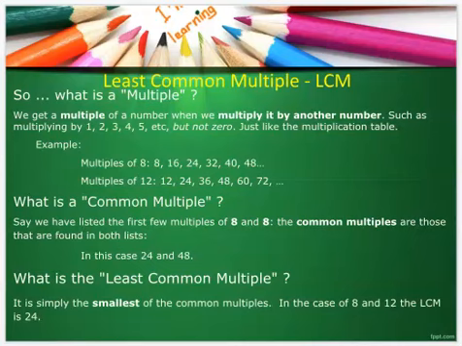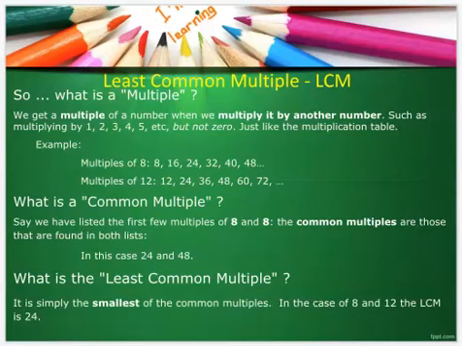Least common multiple, or the LCM. So what's a multiple? We get a multiple of a number when we multiply it by another number, such as multiplying by 1, 2, 3, 4, 5, etc., but not 0. So it's just like a multiplication table or a skip counting chart.